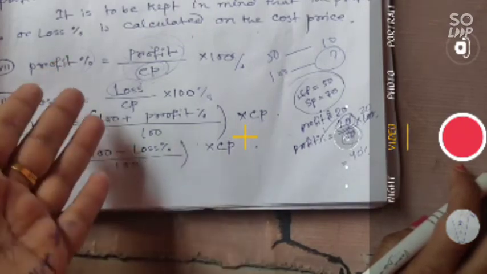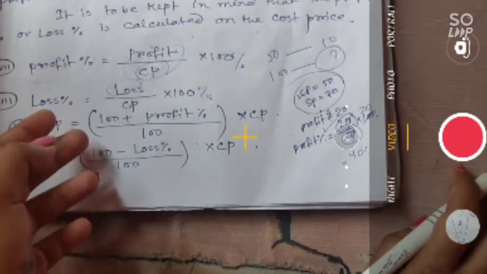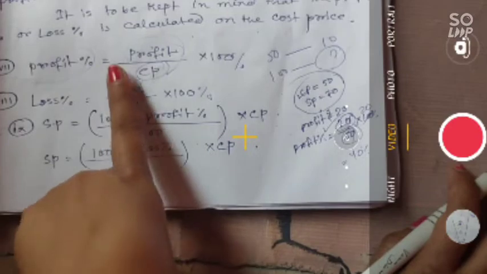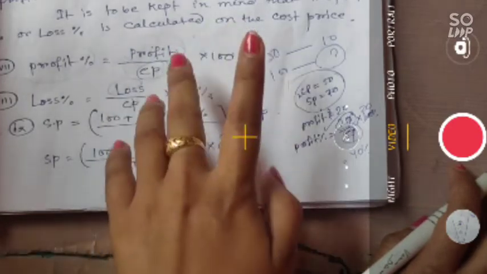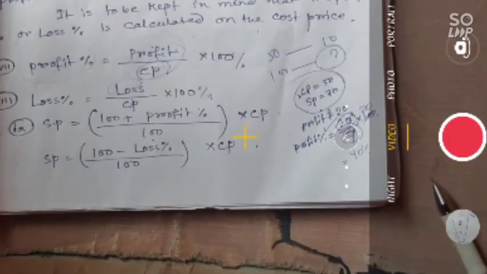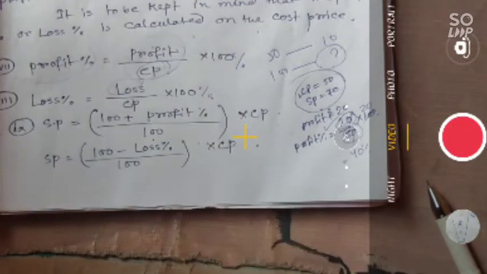Okay, similarly, how can we find the loss percent? Loss percent equal to loss by CP into 100%. So if you use this formula, you can easily find out the loss percent and profit percent. Okay.